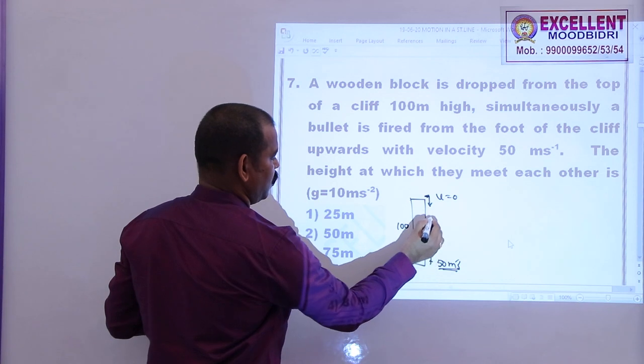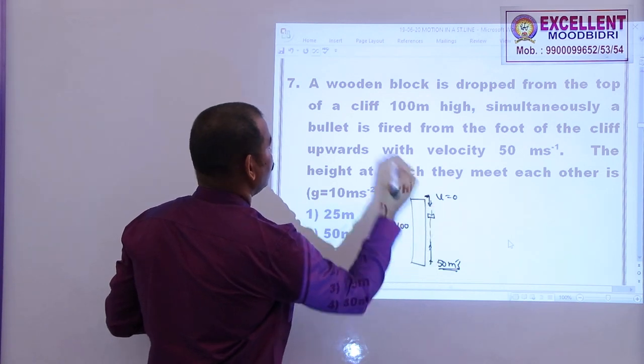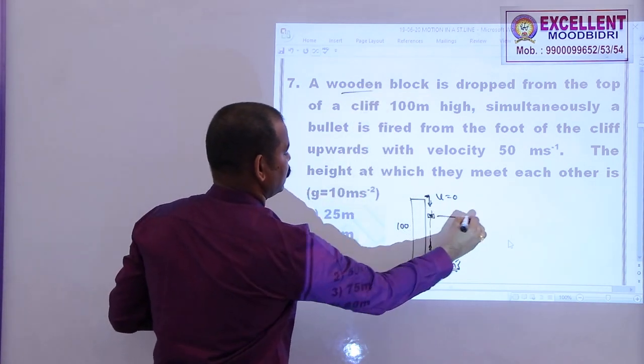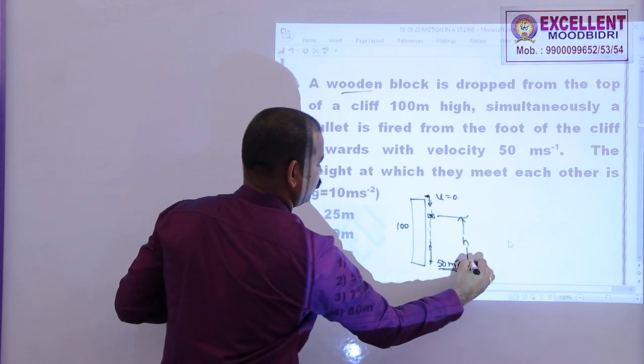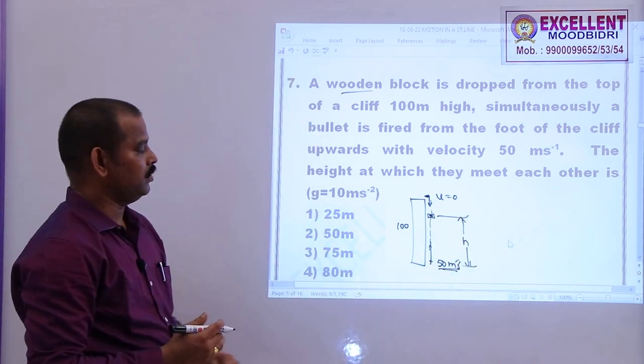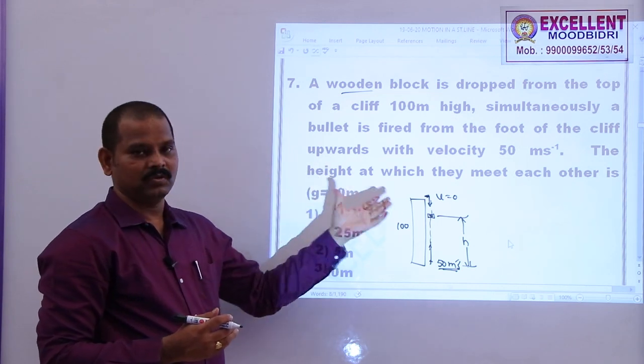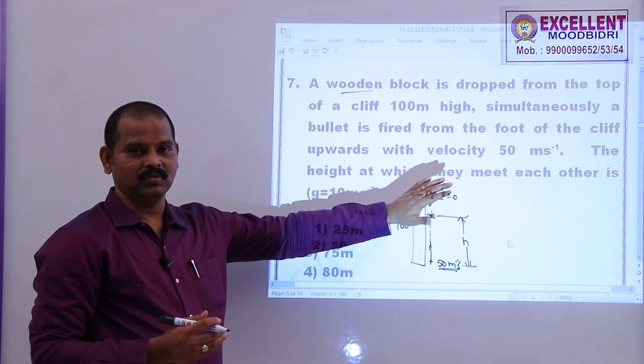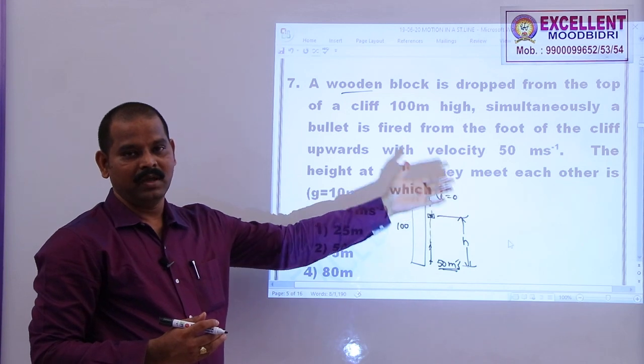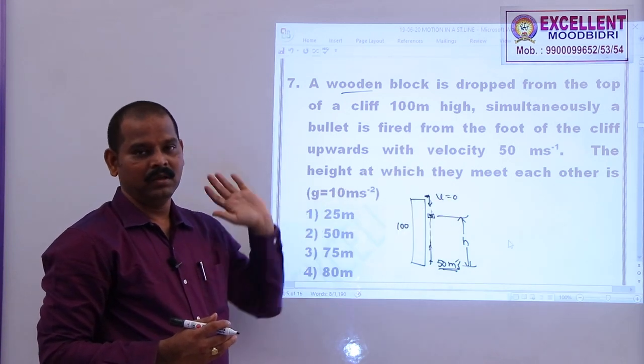So the bullet will go up and this wooden block will come down, and somewhere, let us say, they are going to meet. At what height from the ground are they going to meet? In general, in PUC, we need to use the formula x = v0 t + half a t square. We will get two equations, and by solving these two equations we get the time. After getting the time, you have to find the height.